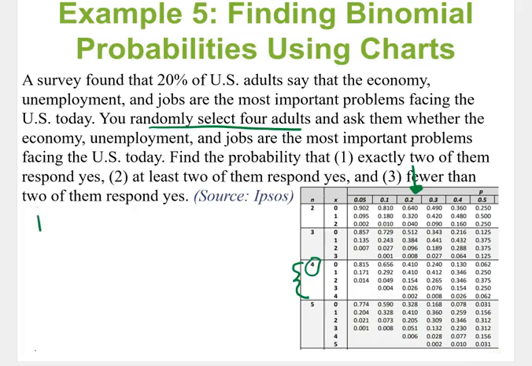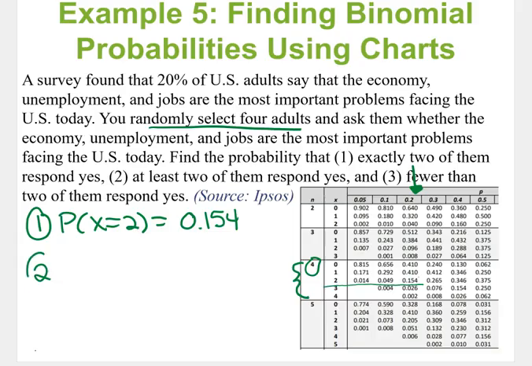So number 1, we need to find the probability that x is exactly 2. So I'm going to choose 4. I'm going to go to row 2, and I'm going to go across that row until I get to this column. So there is my percentage, 0.154. Notice how easy that is. So much easier than using the formula.